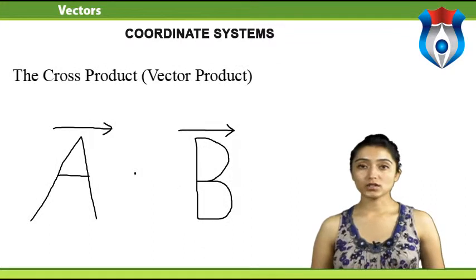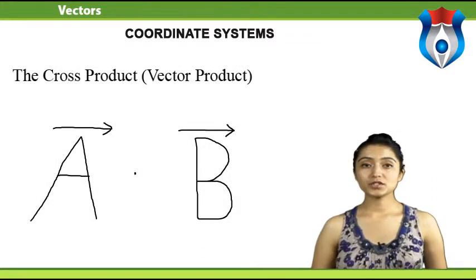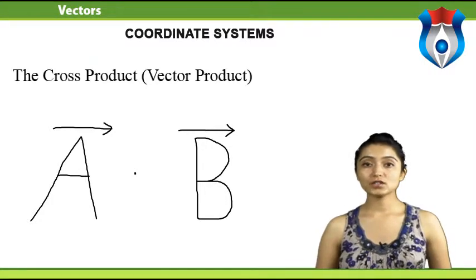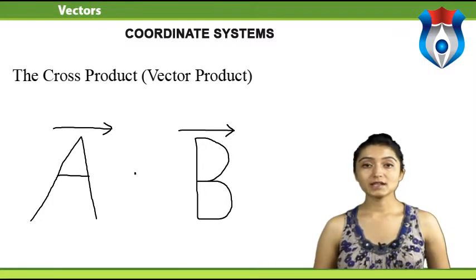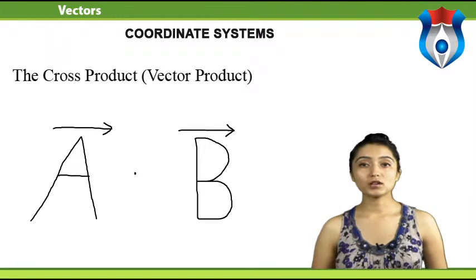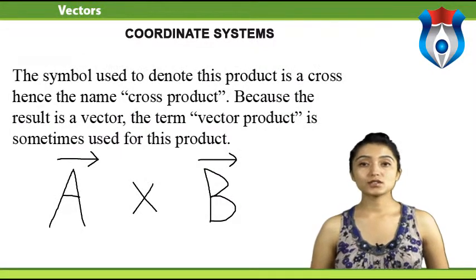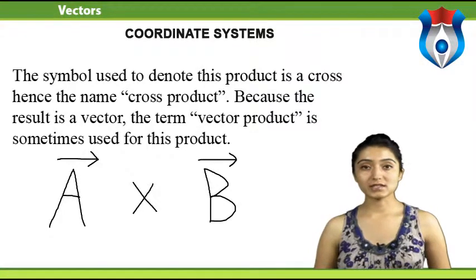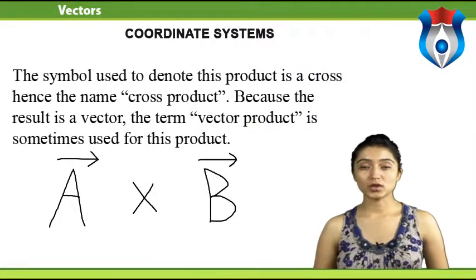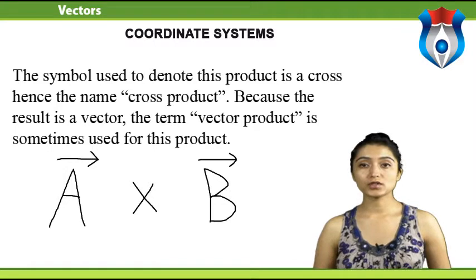The cross product, vector product. We were introduced to the dot product of two vectors. The result of taking the dot product of two vectors is a scalar quantity. We now introduce a second method of multiplying two vectors from R3 that results in a vector quantity. The symbol used to denote this product is a cross, hence the name cross product. Because the result is a vector, the term vector product is sometimes used for this product.